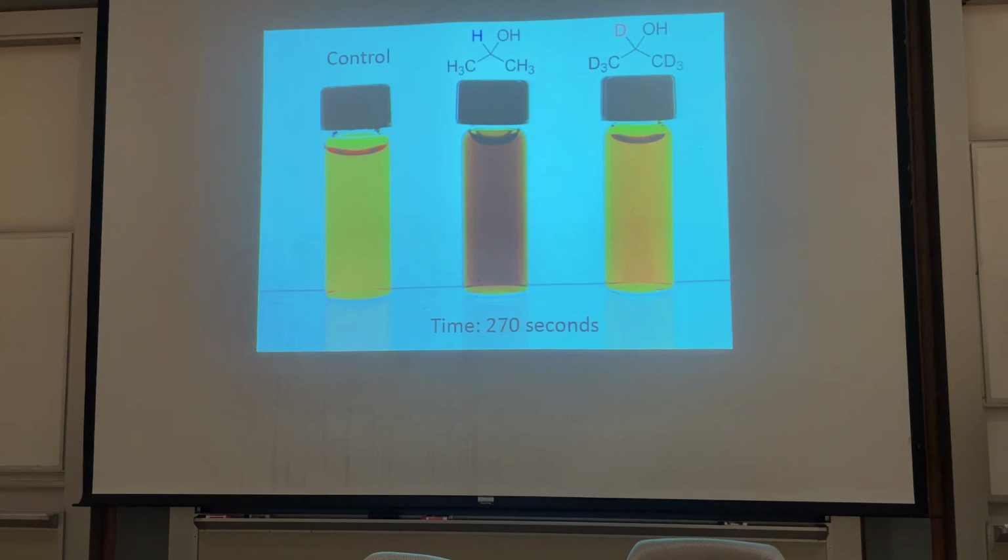So remember, there's a color change, chromium-6 to chromium-3, from orange to blue-green.